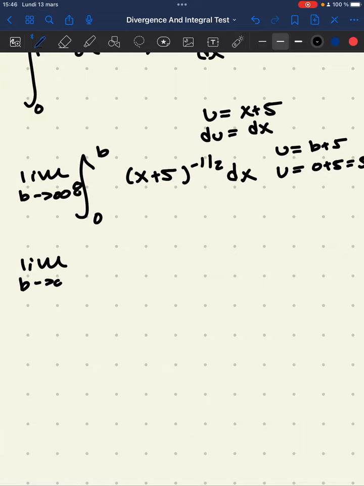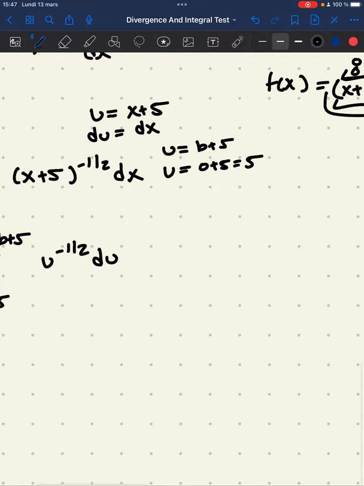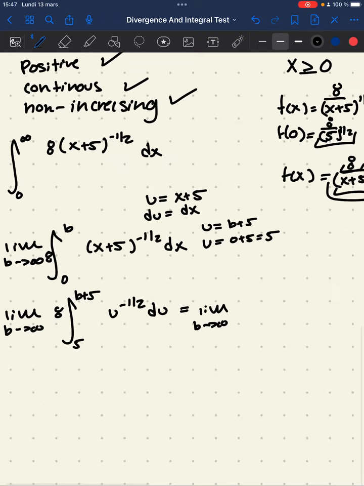So limit as b approaches infinity times 8, because we took out the 8 over there. And then from 5 to b plus 5, it'll be u to the negative 1 over 2 du. Now we integrate this like if we were to just integrate x. So we add 1 to the exponent and divide by that new exponent. So this is equal to the limit as b approaches infinity, 8, and since it's a constant, we can just take it outside. So we just multiply the whole limit by 8.